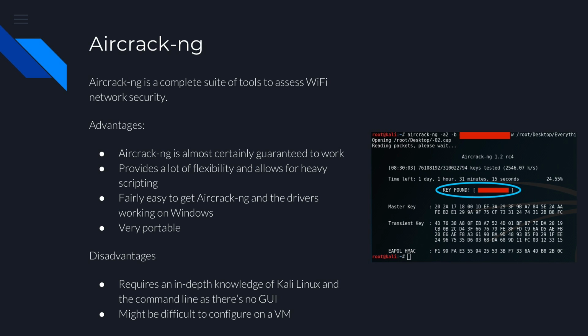By kicking devices off the targeted network, a hacker can force devices to reconnect to the network and exchange a sequence of packets. This is called a four-way handshake. This handshake is enough for a hacker to brute force its way into the targeted network. As you can see on our slide, Aircrack-ng is a complete suite of tools to assess Wi-Fi network security.